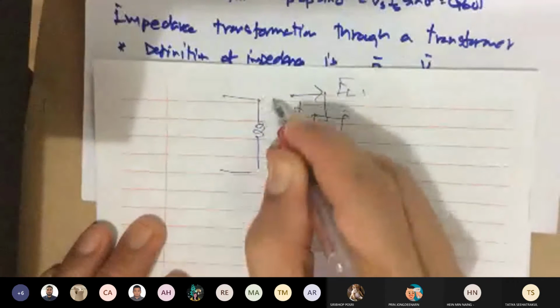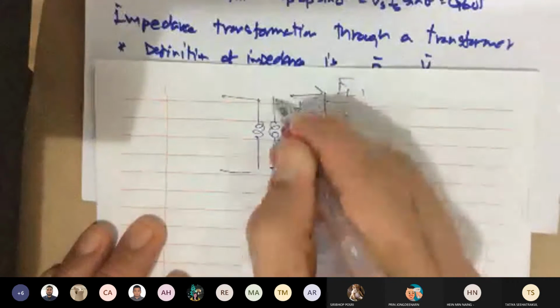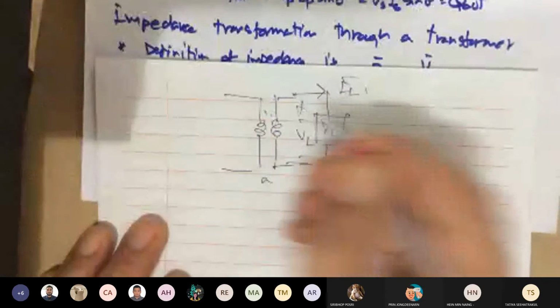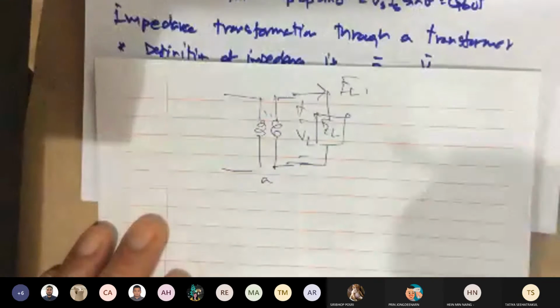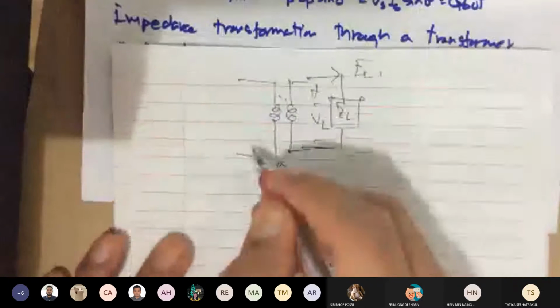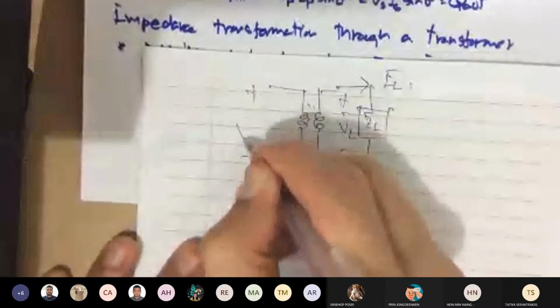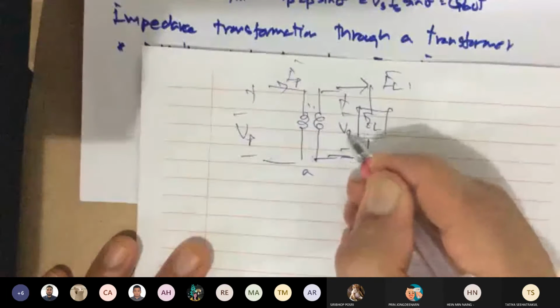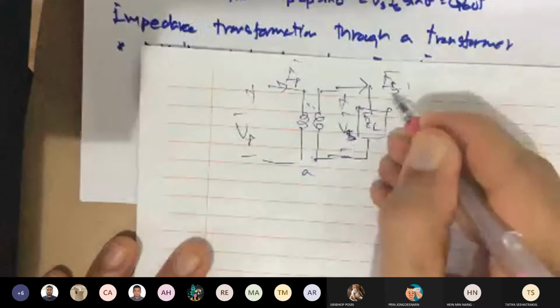load and the source. The turns ratio of A. So let's say the dot. Okay. If I do that, I got to change some notation. On this side, it's going to be VP, IP, right? Here it's going to be VS, secondary, IS.